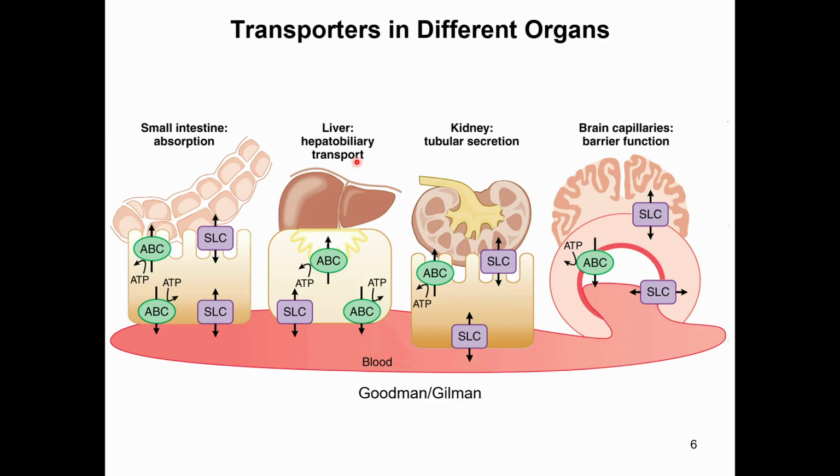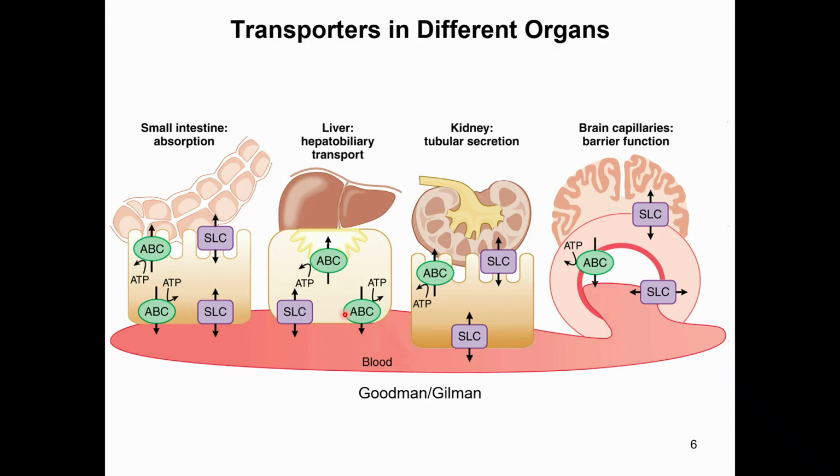So again, we have a polarized cell, with one side facing the blood and one side facing another fluid, in this case bile. And again, SLCs and ABCs are important. You'll notice, by the way, that the ABC transporters are ATP dependent, whereas SLCs tend not to be ATP dependent.